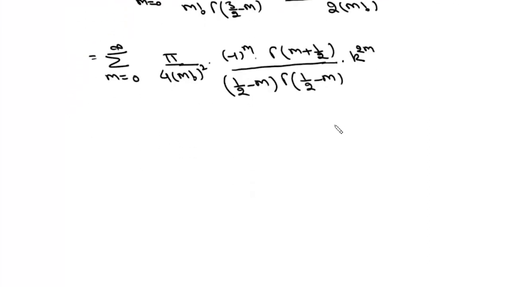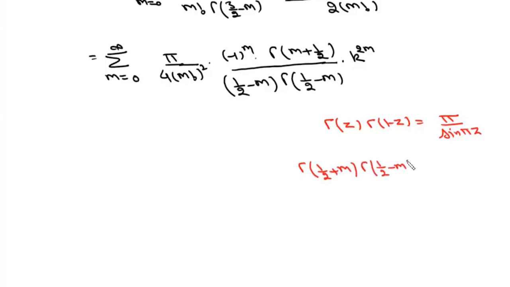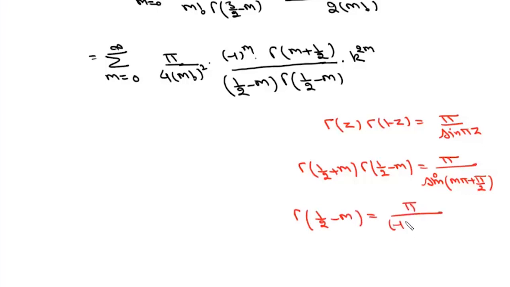Now we are going to use the same result which we have used for the elliptic integral of the first kind, which is gamma z into gamma 1 minus z is equal to pi upon sine pi z. So we can write gamma half plus m into gamma half minus m will be equal to pi, and then here it will be sine m pi plus pi by 2. Now sine m pi plus pi by 2 is minus 1 to the power m. So from here we can write gamma 1 by 2 minus m is pi upon minus 1 to the power m into gamma 1 by 2 plus m. Now we'll put it here.